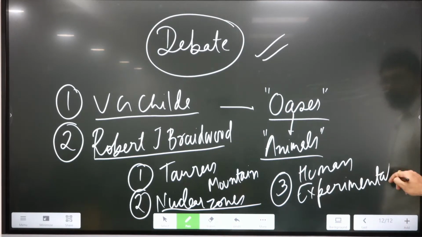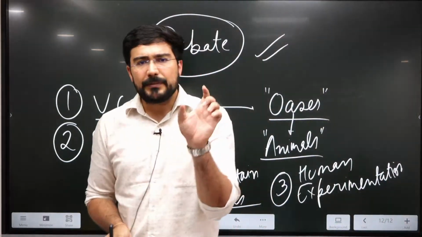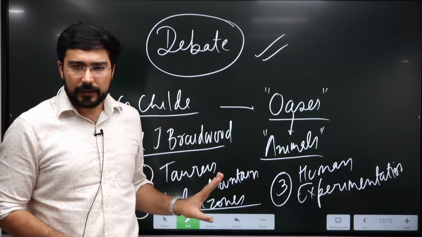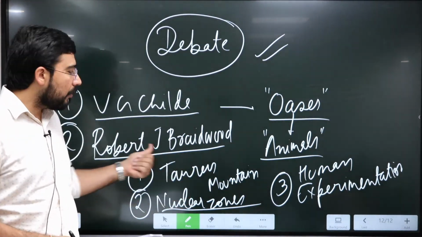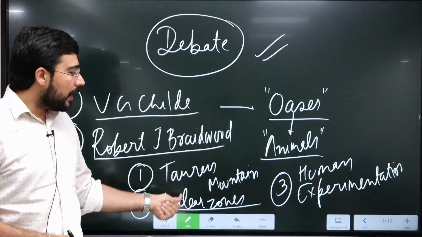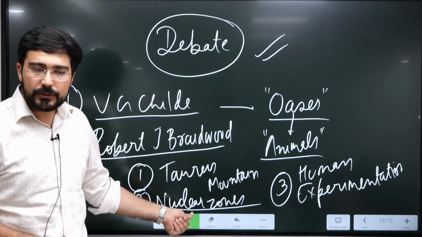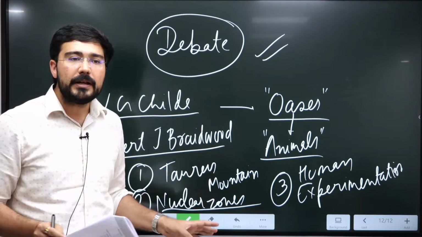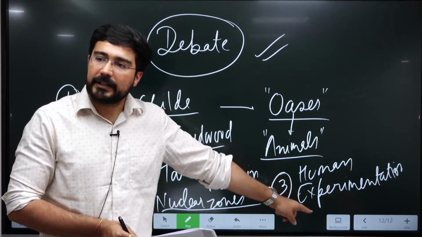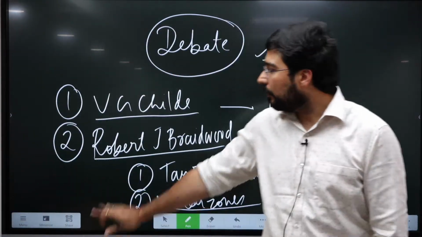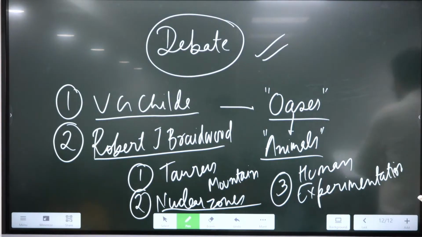When you have to remember these theories on any specific topic, break them down to some specific keywords, try to remember them. So अगर हम 3-4 लाइन में बात करें, what was said by Robert J. Braidwood? He said it started around Taurus Mountain, which was a kind of nuclear zone because of the wide variety of plants and animals, and domestication started because of human experimentation. This is the point of view of Robert J. Braidwood.